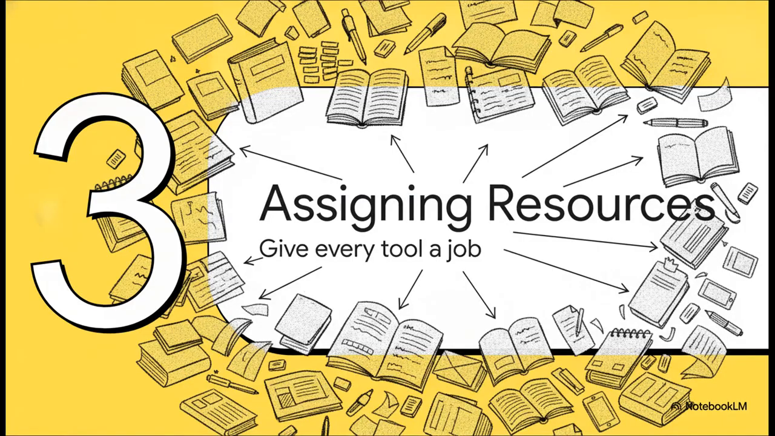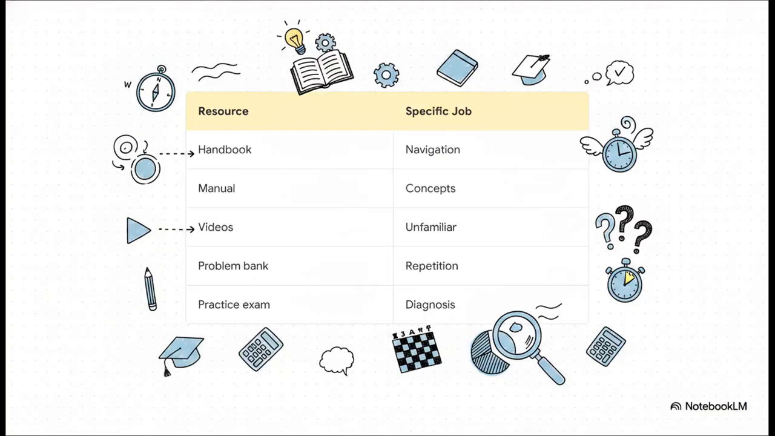All right, Section 3, Assigning Resources a Job. This step solves a problem you've likely already encountered, having way too many study materials and feeling like none of them are perfect. The reality is, no single FE resource is flawless. A review manual might organize the material beautifully, but it might not have enough practice problems. A video course could be incredibly clear, but it consumes way too much of your limited time.